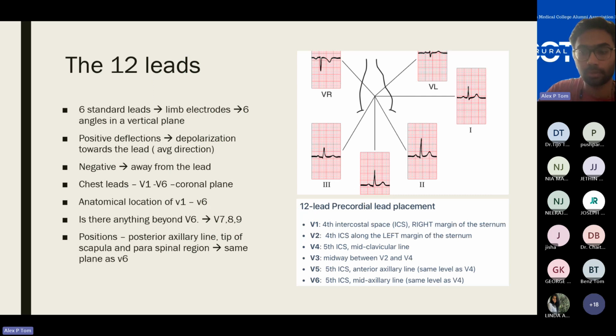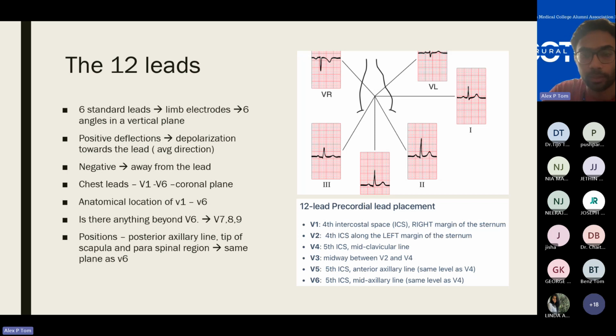Next up, the 12 leads. So remember what I said. These 12 leads are basically cameras placed at different angles. If you look here, this is lead 1, and that's a camera sitting there looking at the heart and interpreting the electrical event that's happening here.